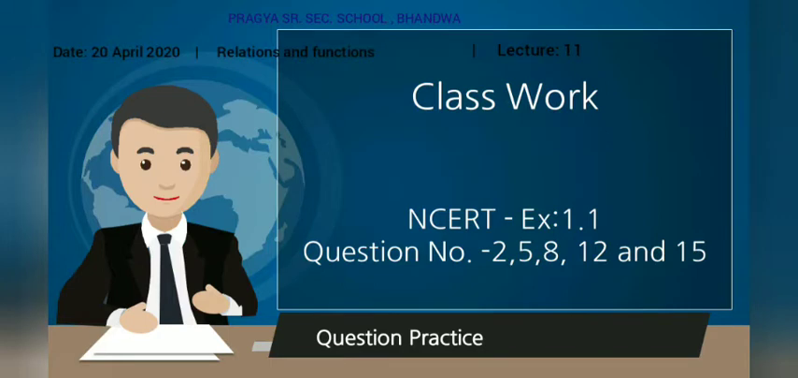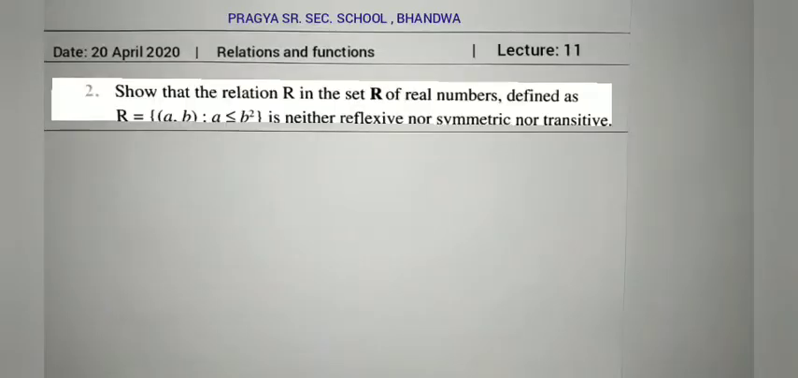Now we know very well how to check a relation as reflexive, symmetric and transitive. So in today's classwork we will discuss NCERT exercise 1.1 question numbers 2, 5, 8, 12 and 15. So see question number 2 now. We will discuss question number 2 first.